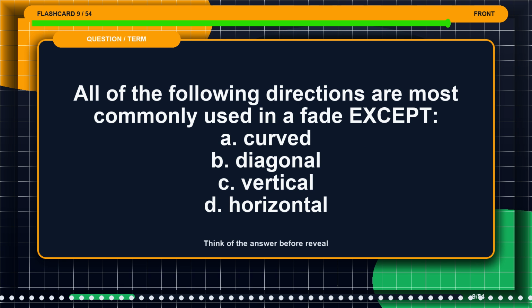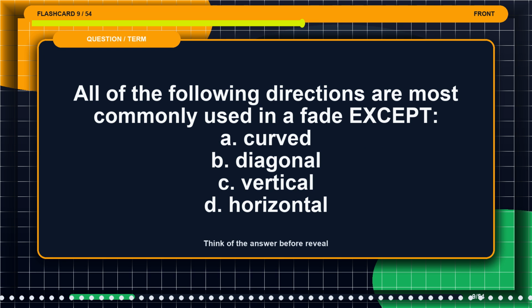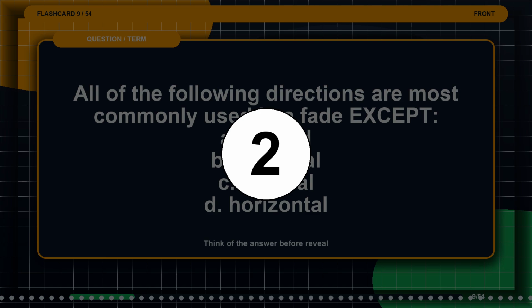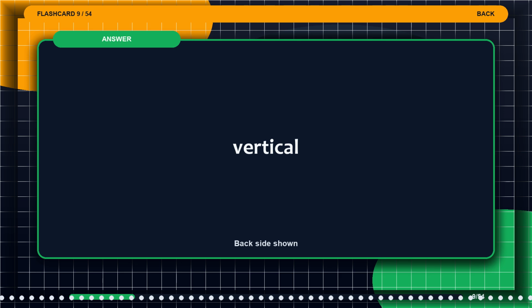Flashcard 9. All of the following directions are most commonly used in a fade except A. Curved, B. Diagonal, C. Vertical, D. Horizontal. Pause and think of the answer before the reveal. The answer is vertical.